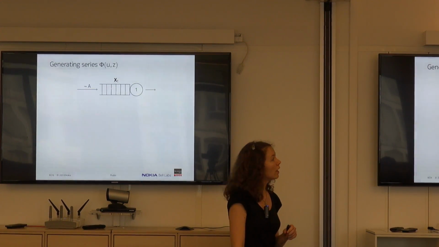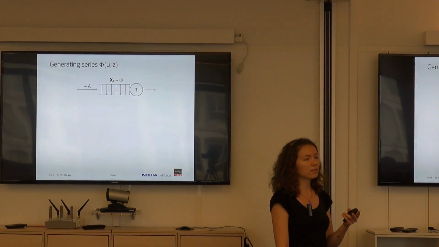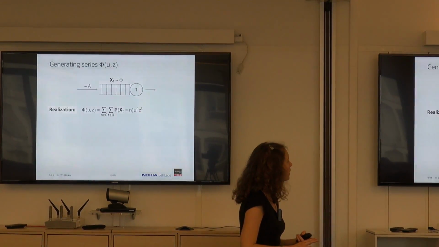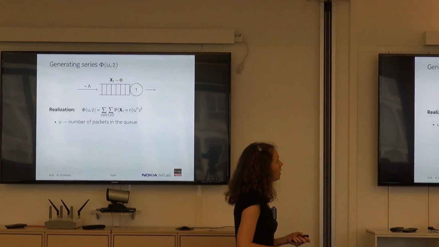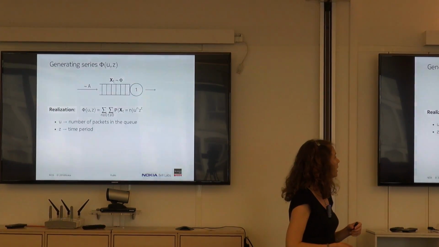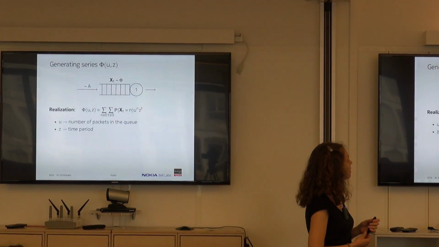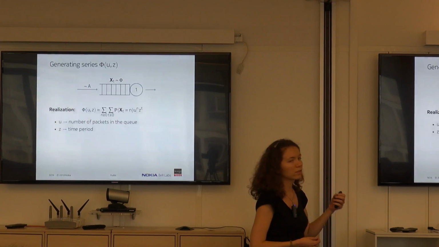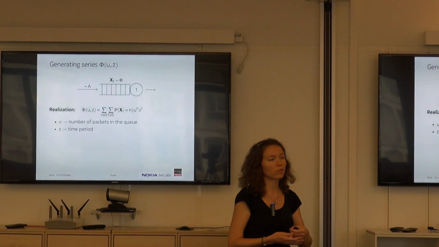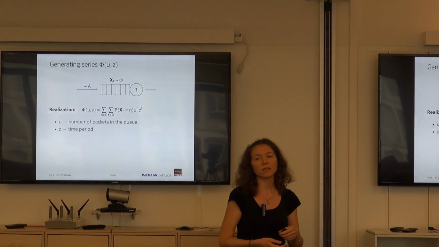Then the generating function. Here we'll have a generating function that will describe the queue state x_t, and this generating function will take two formal parameters, u and z. So u will be the formal element that will represent the number of packets in the queue, and z will represent the time period. So here in my definition, phi(u,z) is the sum over n, which represents the number of customers in the queue, of the sum over t, which represents the time slot, of the probability of having x_t equal n customers at time t, times u^n z^t.